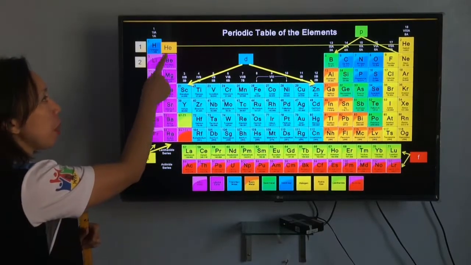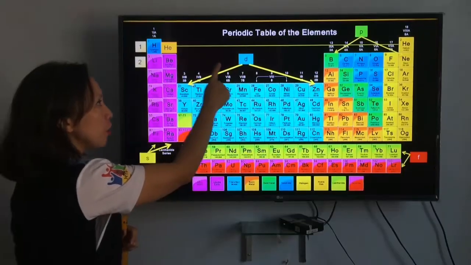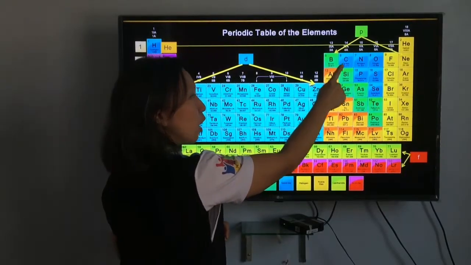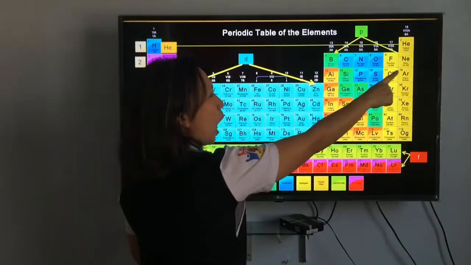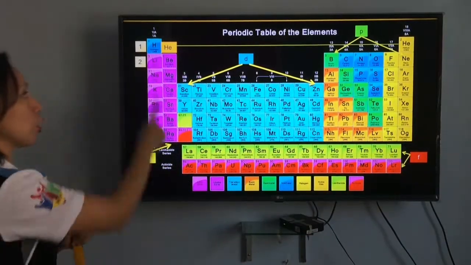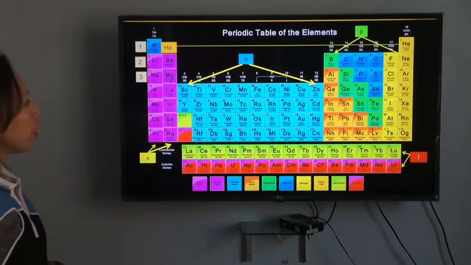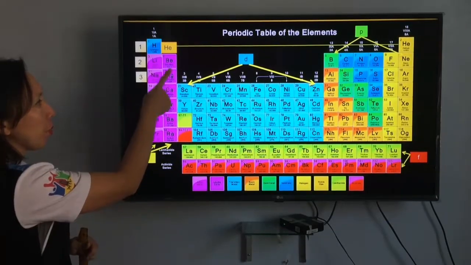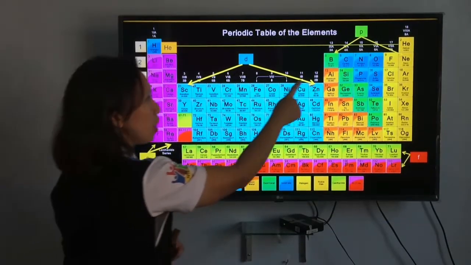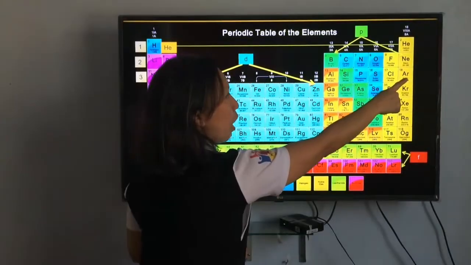You have lithium, beryllium, continue. You have boron, carbon, nitrogen, up to neon. So, that's the second main energy level. For the third, you have sodium, magnesium, straight on, aluminum, up to argon.